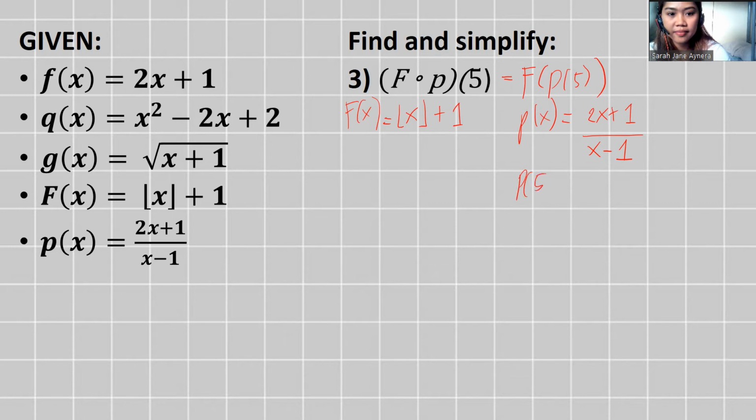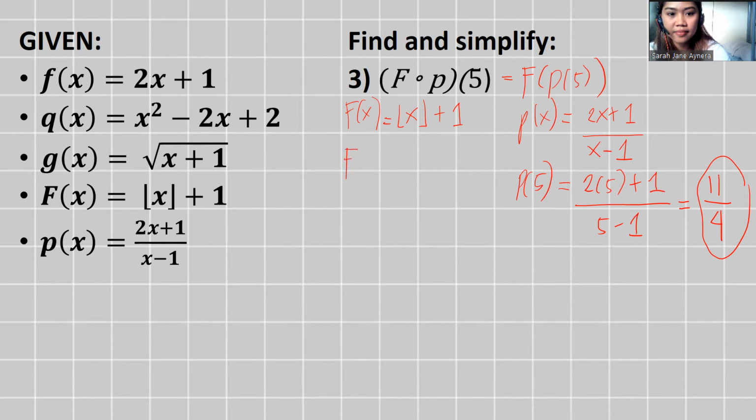So, you can solve first the p of 5 by substituting 5 to all x of the p of x. So, this will become 2 times 5 plus 1 over 5 minus 1. This is equal to 2 times 5 is 10 plus 1, 11, over 5 minus 1 is 4. So, ang p of 5 natin is 11 over 4. So, ito ang isa-substitute natin dito sa f of x.